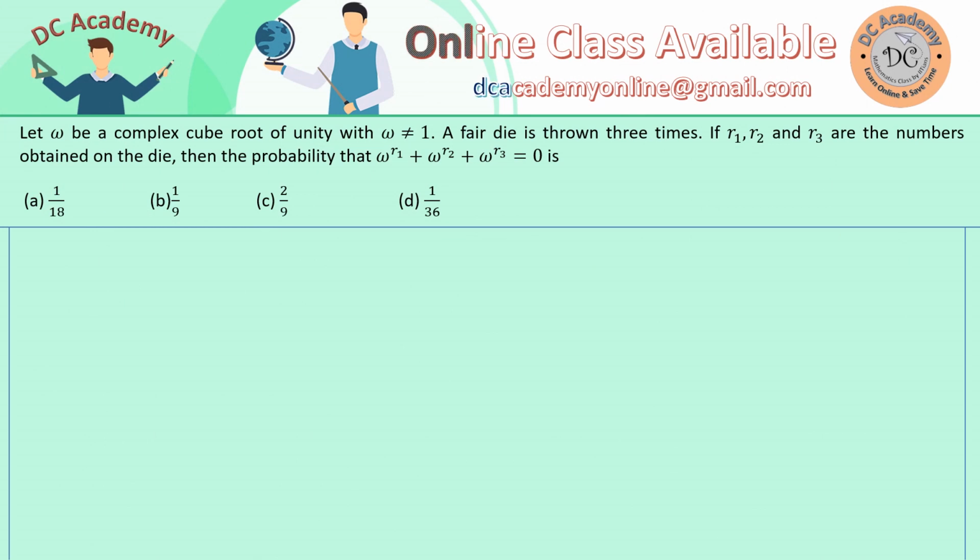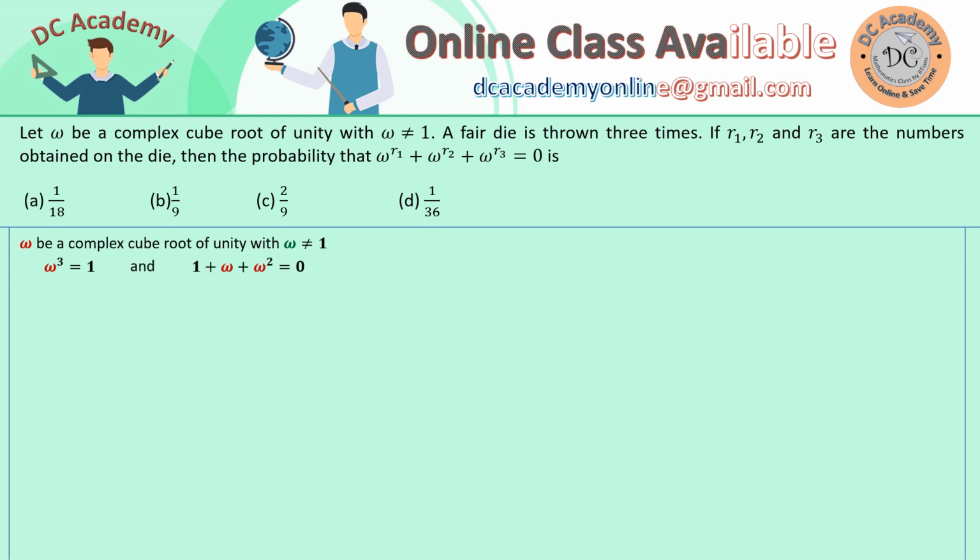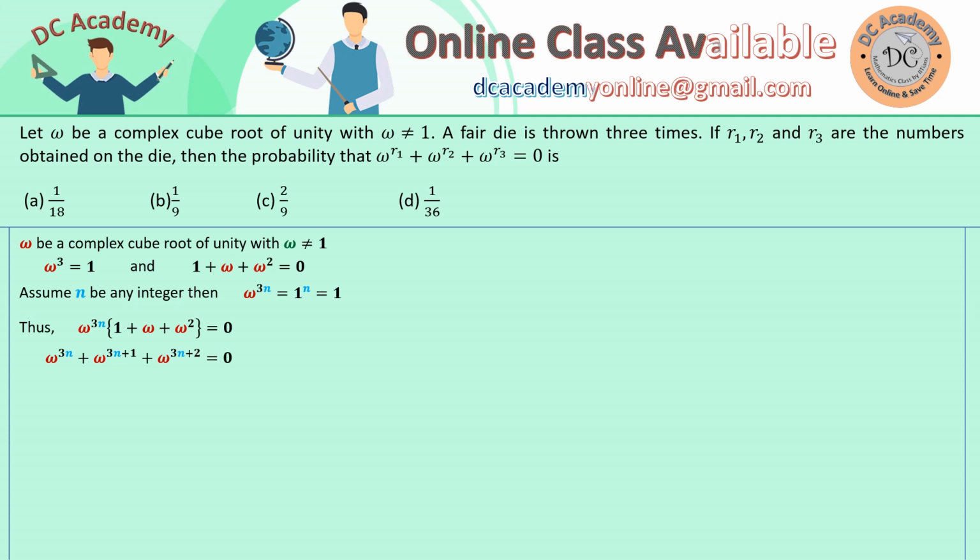Okay, let's go ahead. So here it's given that omega is a cube root of unity. Therefore we know that omega cubed must be equal to 1, and 1 plus omega plus omega squared will be 0. Now we take any positive integer n. Therefore omega to the power 3n is also equal to 1. Now let's multiply this omega to the power 3n with the relation 1 plus omega plus omega squared, which is 0. Hence we obtain that the sum of omega to the power 3n, omega to the power 3n plus 1 and omega to the power 3n plus 2 is equal to 0.